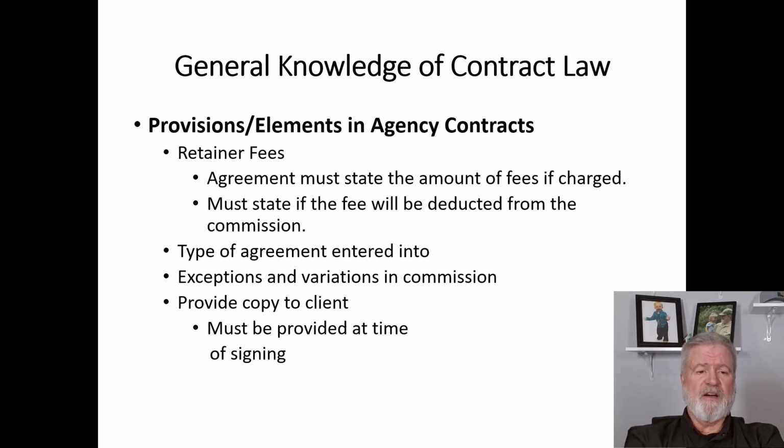Then it says we have to make sure we provide copies of this agreement to the client. Now, I'd be careful here, especially potentially for test purposes. We talked earlier about who has to sign this contract: the principal and the agent. Remember, we said the agent should be the broker in charge. In fact, the agent is the broker in charge. So, if I were to ask you, at what point must you provide a copy of this agreement to the client?